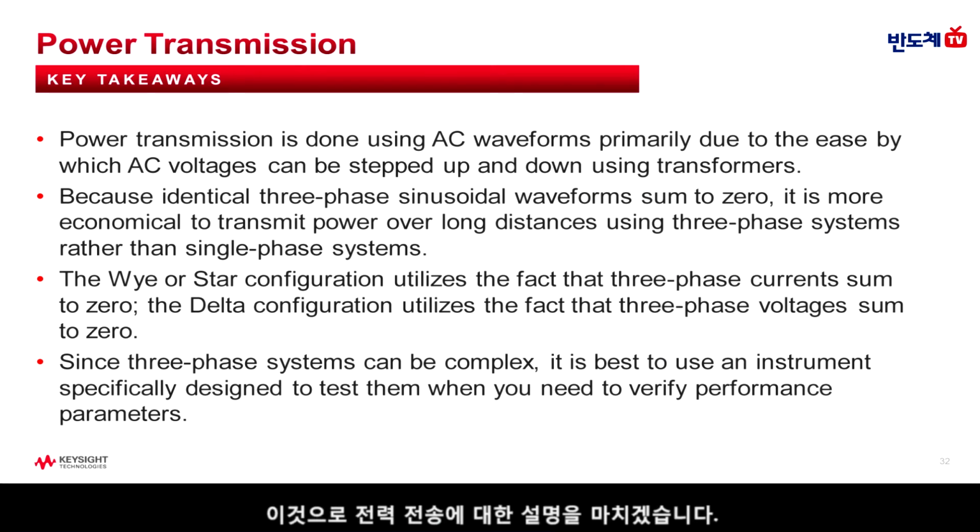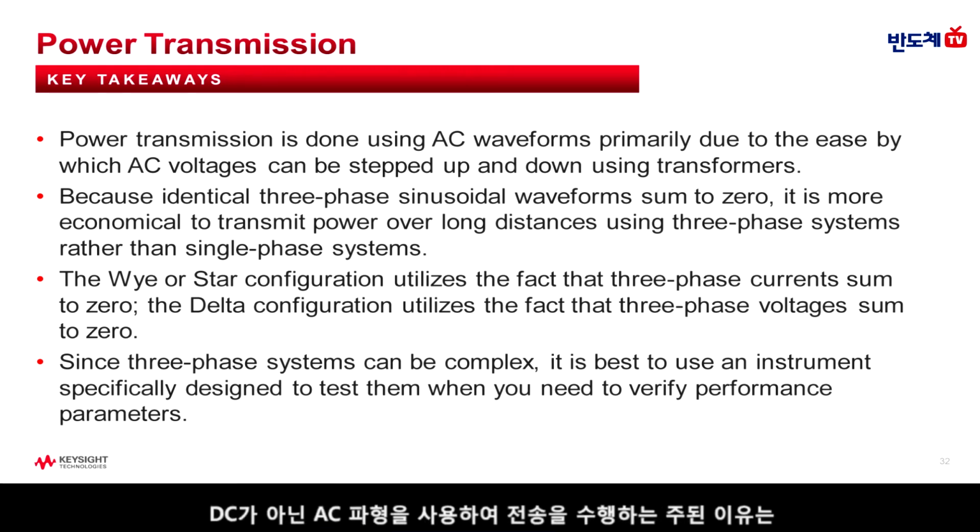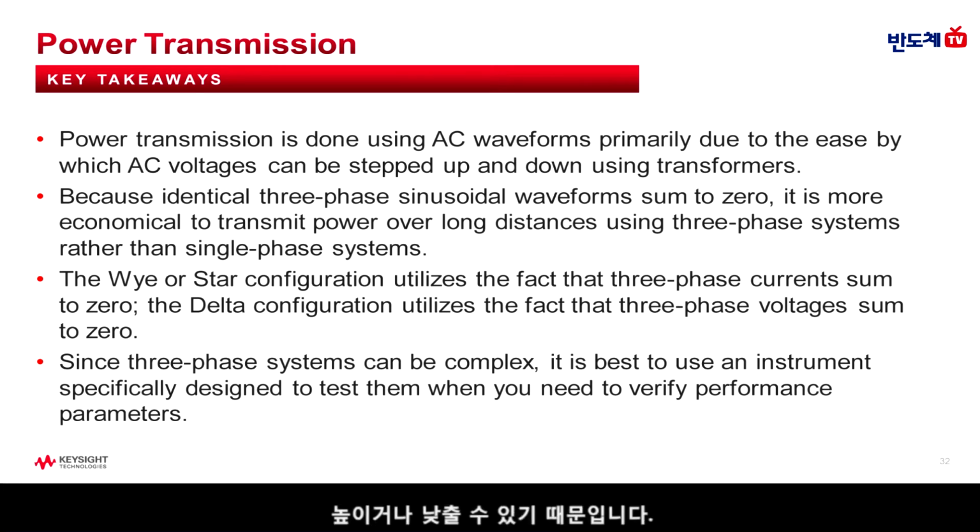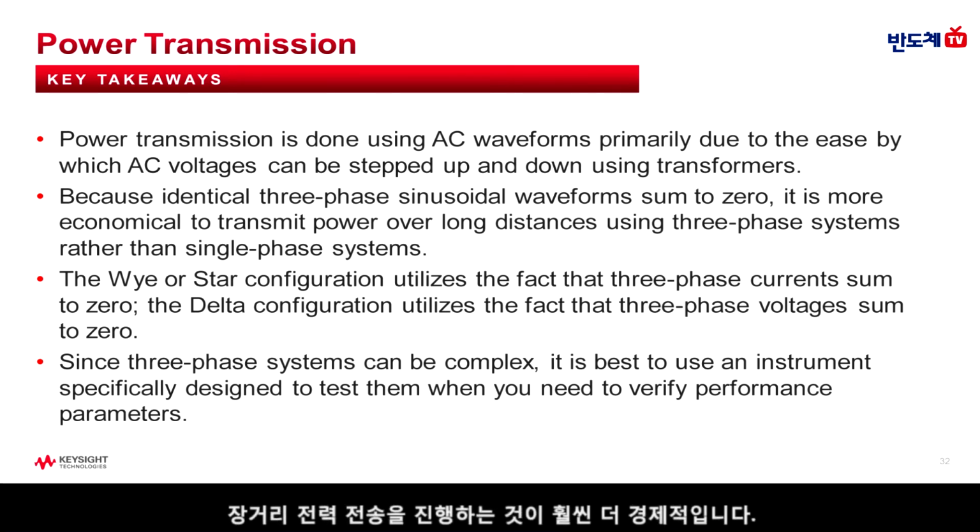So this ends the section on power transmission. The key things I'd like you to remember from this are, first, that the primary reason transmission is done using AC waveforms as opposed to DC is really due to transformers, the ease by which AC voltages can be stepped up or down using transformers. And because identical 3-phase sinusoidal waveforms sum to 0, it's much more economical to transmit power over long distances using 3-phase systems rather than single-phase systems.